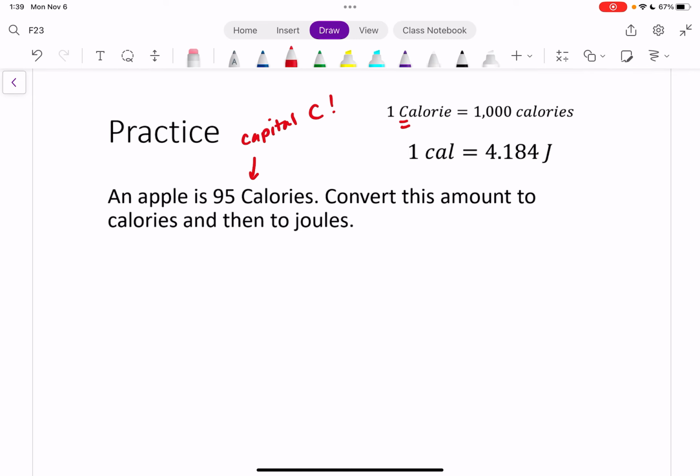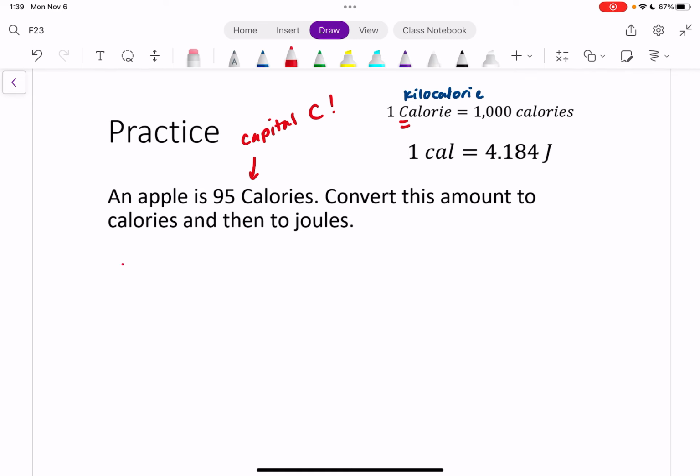So in 1 kilocalorie, there are 1,000 calories, right? And in 1 kilo of anything, there are 1,000 little things. All right, so an apple is 95 big C Calories. Convert this amount to little c calories and then to joules.